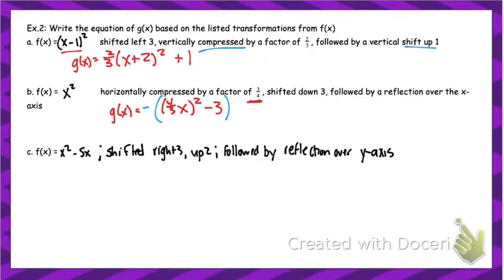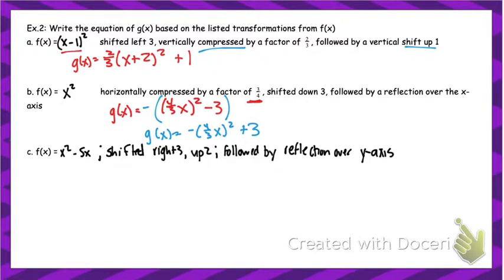Since that reflection is happening after, it's going to affect the transformation that's already there, and it's going to instead make our equation negative 4/3 x squared, and now that becomes +3. So just pay attention to the order in which you're applying these transformations. All right, looking at our next one.